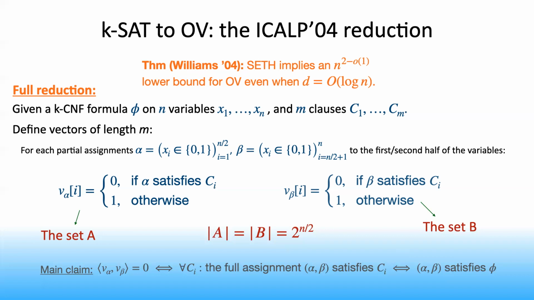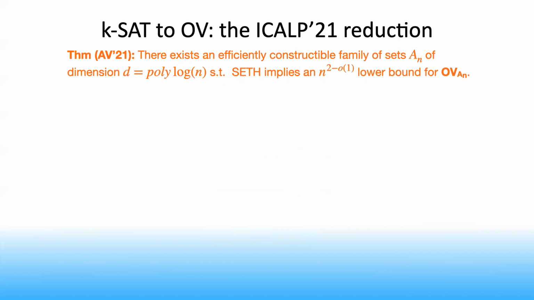And so the point is that there exists an orthogonal pair in the sets A and B if and only if there exists a satisfying assignment to the formula phi. And that's the end of the proof. Now, jumping from ICALP 2004 to ICALP 2021, let's see how the new proof is different. The goal now is to have a reduction where the set A is fixed. It only depends on n, but not on the input formula phi.